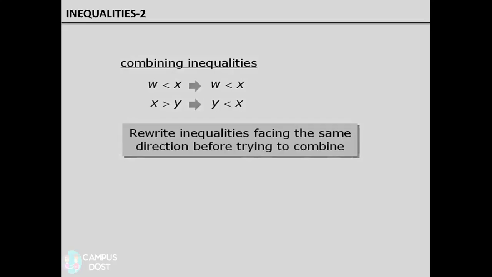Okay, the next technique to examine is the technique of adding inequalities. The underlying principle goes something like this. If a is less than b and c is less than d, then if we add the two inequalities, it must be true that a plus c is less than b plus d.